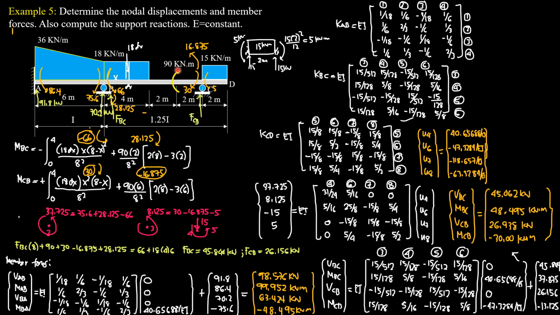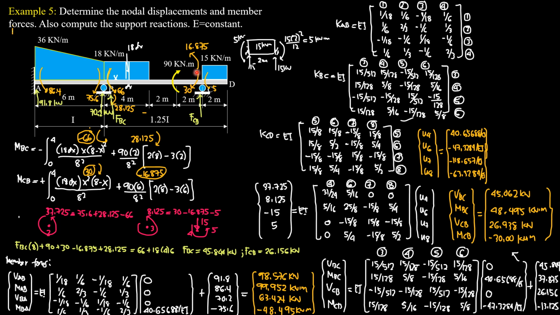Due to this 90 kilonewton meter couple, the formula is MB, where B is distance from the couple to the right support, over L square, quantity 2L minus 3B. So 2 times 8 minus 3B. And since the result here is positive, it means it is clockwise. So clockwise as indicated here, 28.125. 66 is counterclockwise because it is negative.